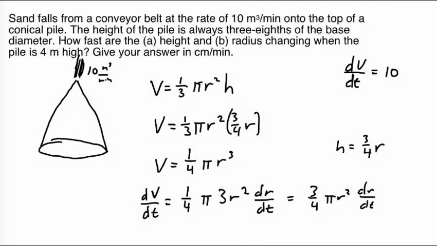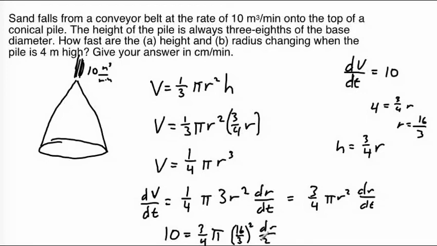Now, we know that dV/dt is 10, so 10 equals this stuff, so I get 3/4 pi, and then r squared, when the pile is 4 meters high. So that means h is going to be 4. And when h is 4, r is going to be 16/3. So this is going to be 16/3 squared dr/dt. That's what we're actually going to solve for.